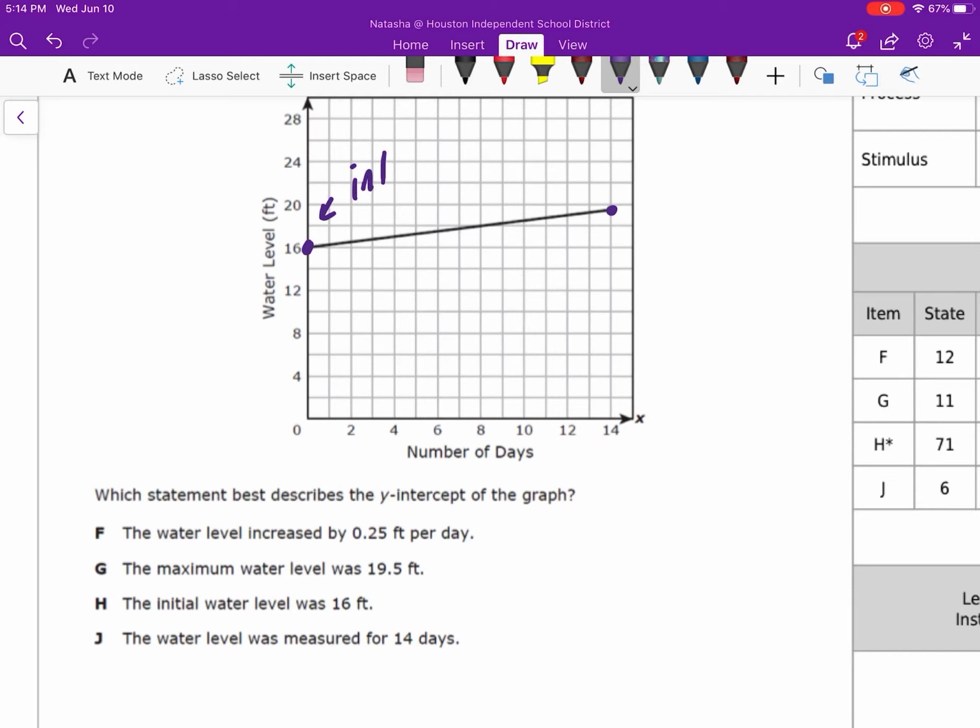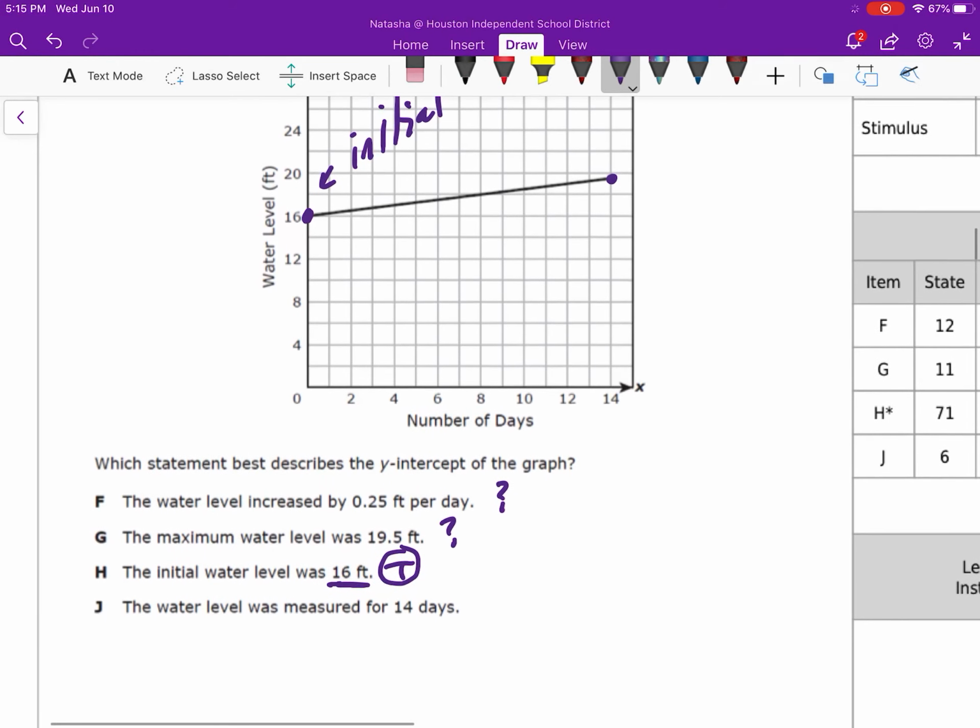Now remember, this is our y-intercept, initial starting point. So the water level increased by 0.25 per day, maybe. Maximum water was 19 feet, maybe. Initial water level was 16 feet. This is a definite true.